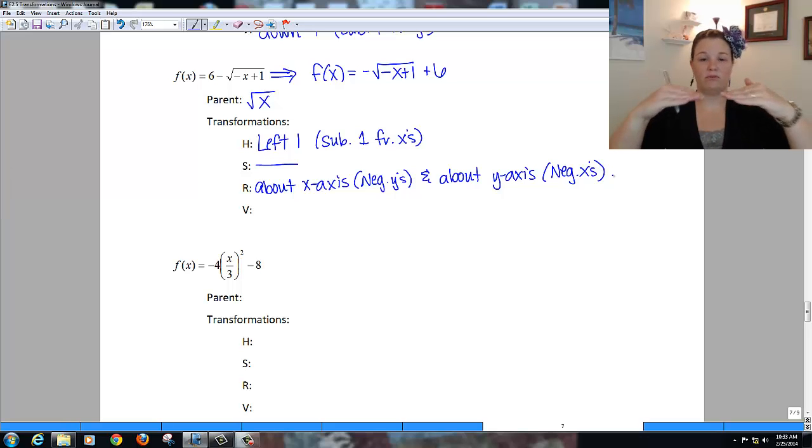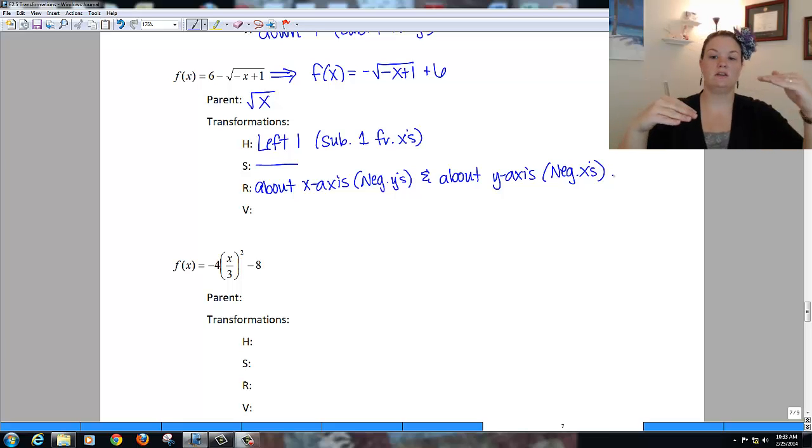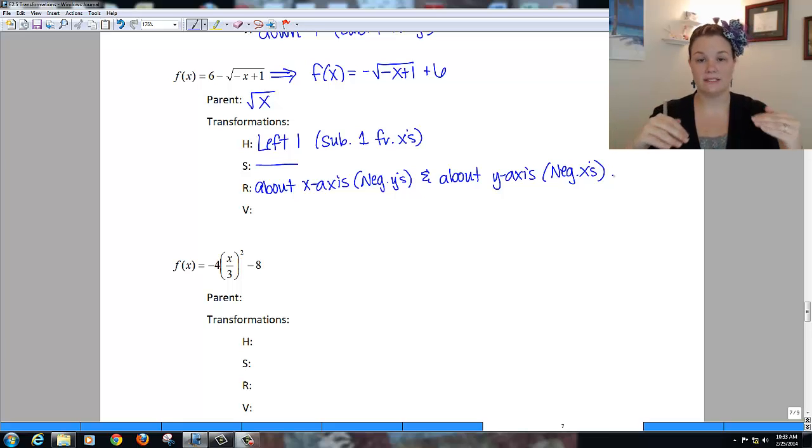So if I have both reflections, when you work it out in a table of values, you don't have to do them in one specific order, okay? You can negate the y's and then negate the x's, or you can negate the x's and then negate the y's. Since they're both reflections, the order doesn't matter for those two, okay?